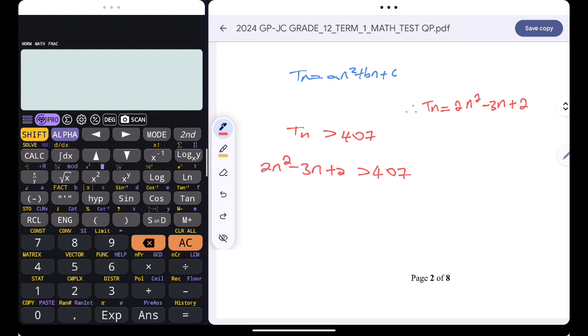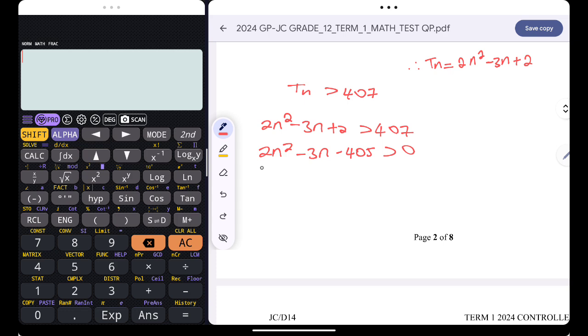I must make sure that everything is in standard form. 2n squared minus 3n, and then the 407 will be negative whenever I bring it on the left hand side, right? So I'll simply have 2 minus 407. This will give me negative 405 greater than 0. Are you together? And then I just need to factorize for me to find my critical values, right?